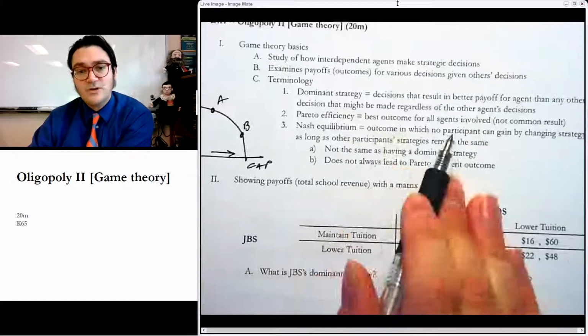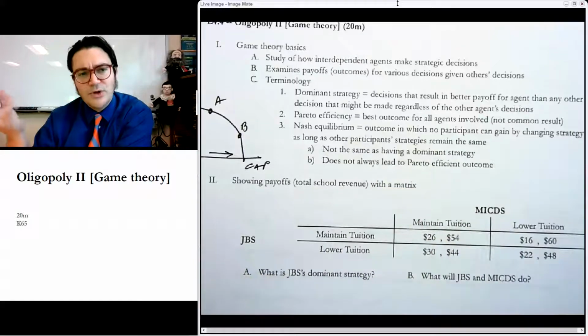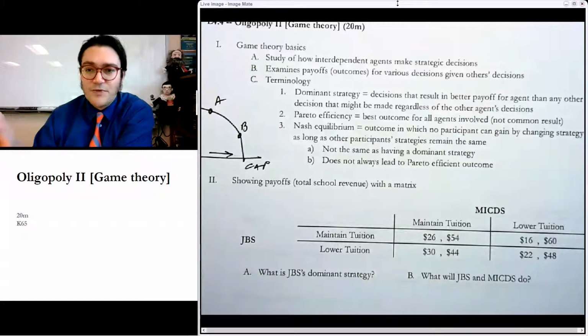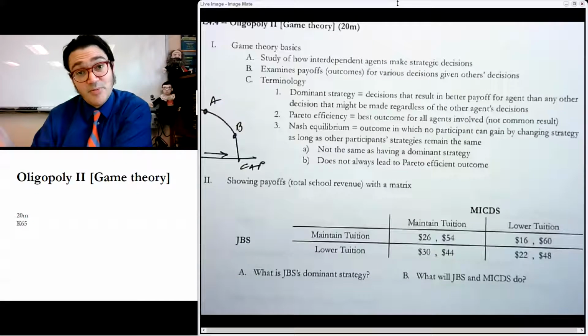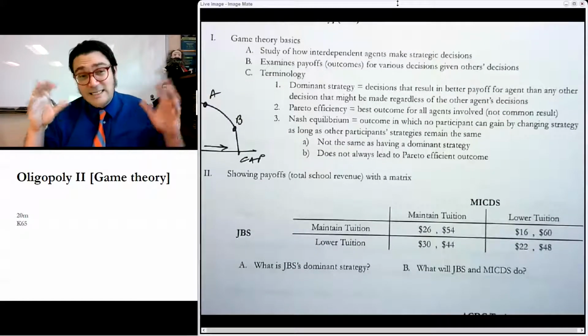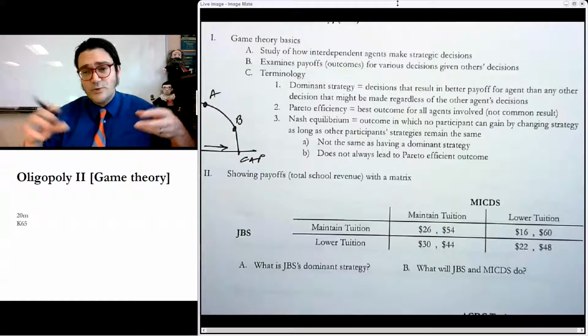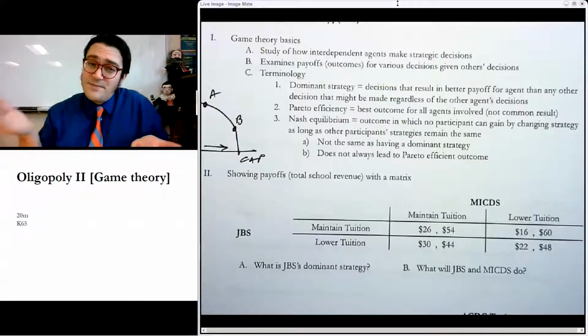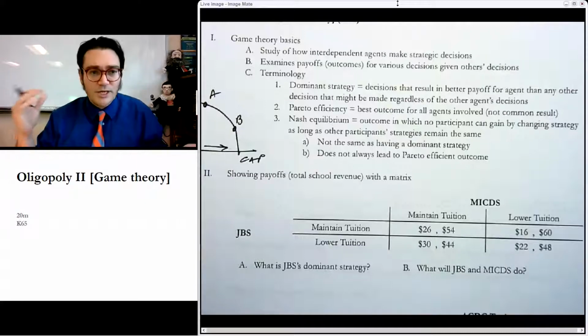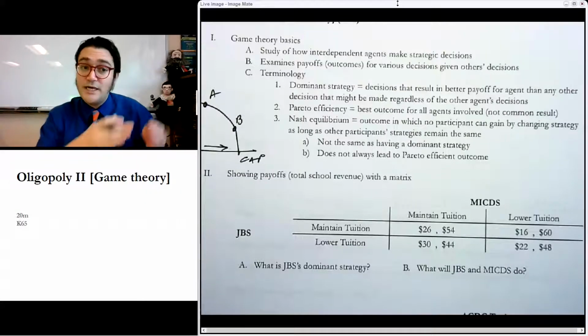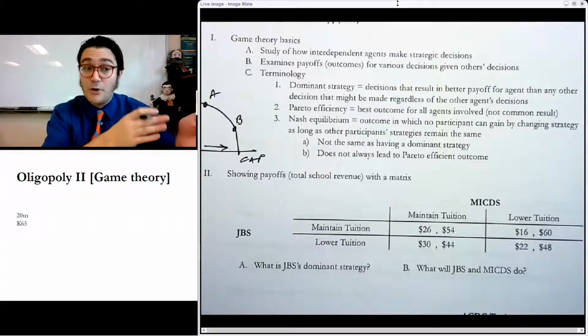And a Pareto efficient outcome is considered a similar idea here. It's the best outcome for both agents involved, and it may not necessarily be where they end up even. So even though it might be ideal for them to end up in a certain situation where they both say maintain tuition, they may not end up there. And that would be the problem if they informally are colluding rather than formally colluding and agreeing to say, oh, this is what's best for both of us.